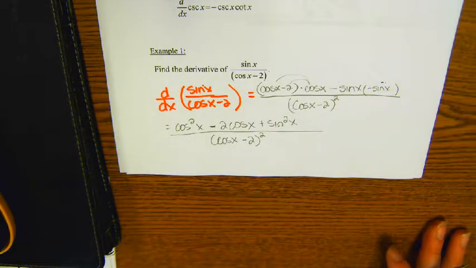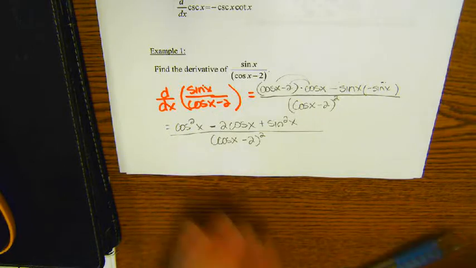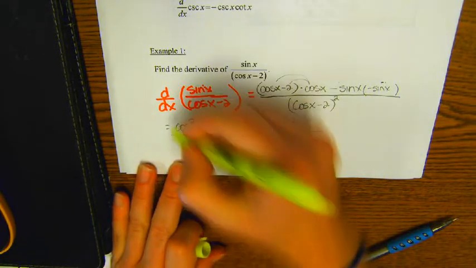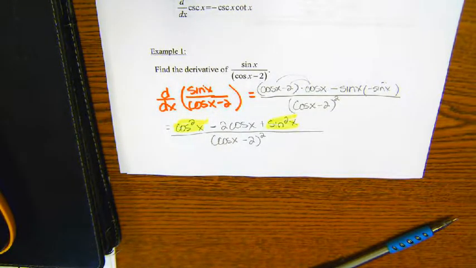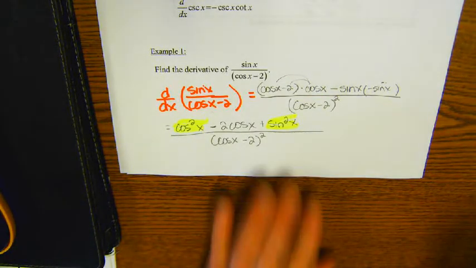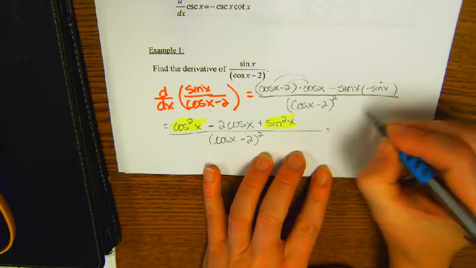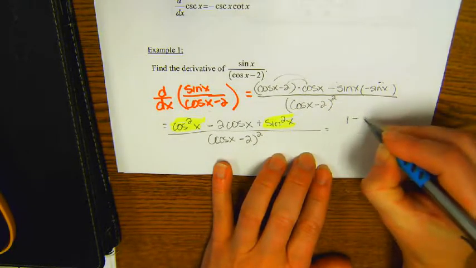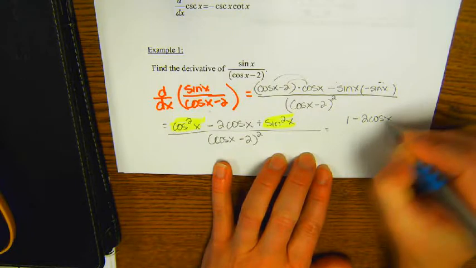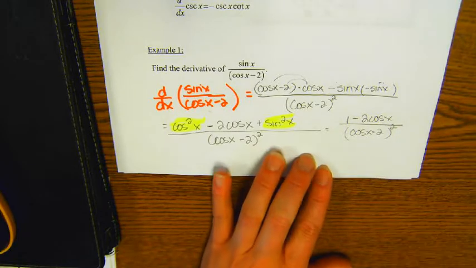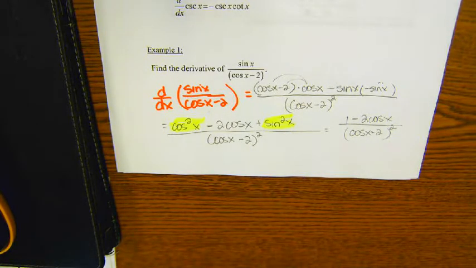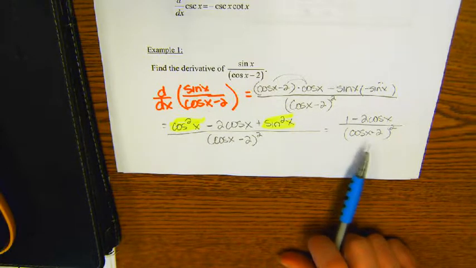Okie dokie. Anybody see it? Do you remember that little guy? Good. Cosine squared plus sine squared equals 1. So I'm going to go one more step, and I'm going to rewrite this as 1 minus 2 cosine of x on top over cosine of x minus 2 squared on the bottom. I will tell you that the hard thing, just like the hard thing with trig, is sometimes knowing where to stop. And, you know, could we try multiplying out cosine x minus 2 and cosine x minus 2 and seeing if we could?